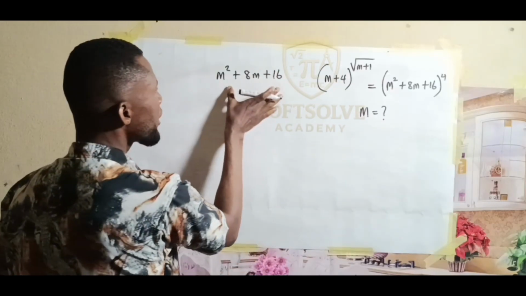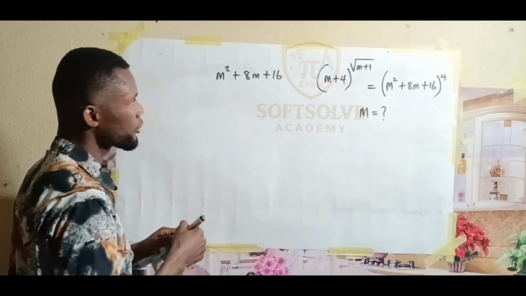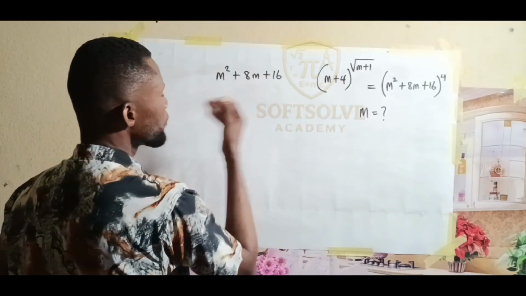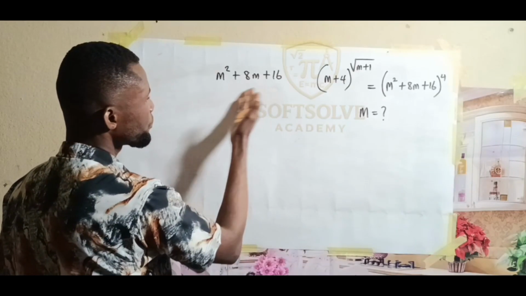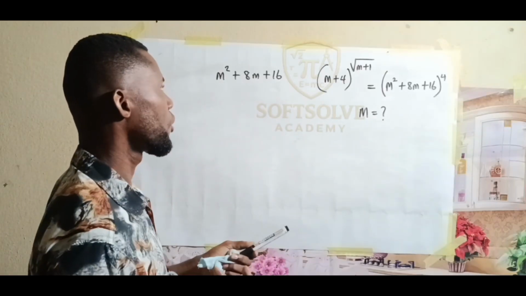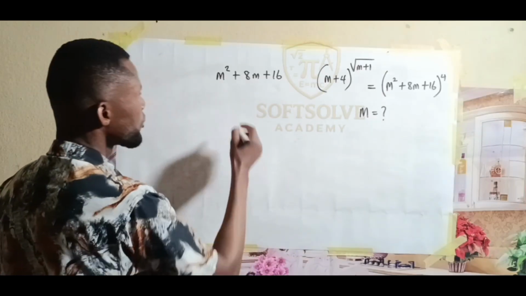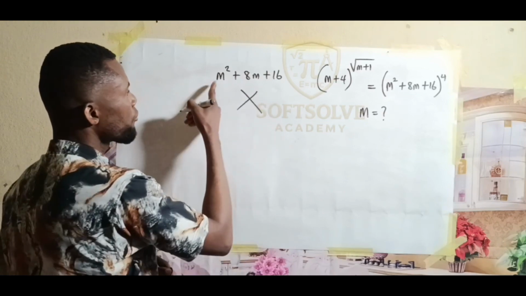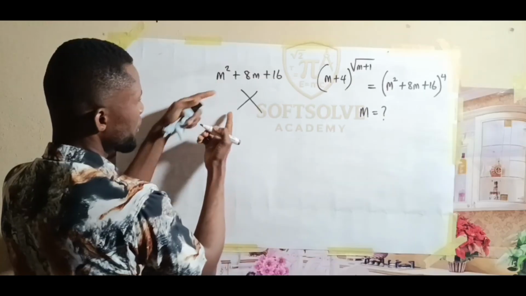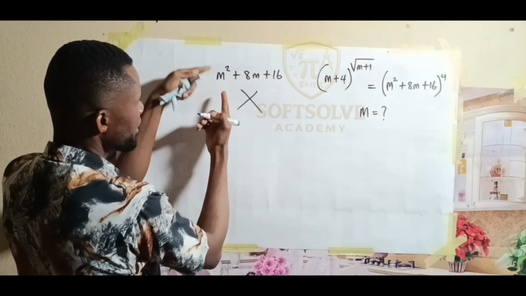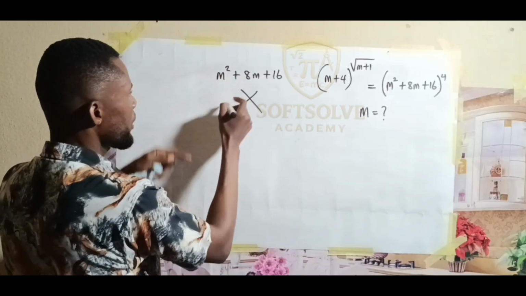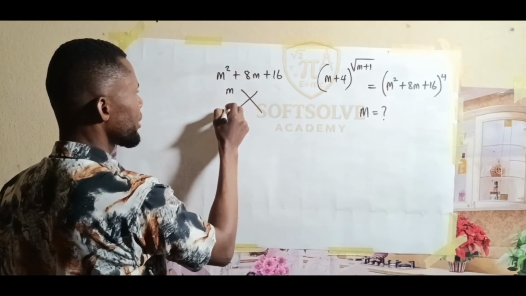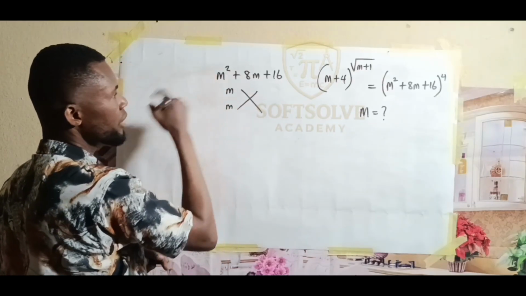Now if I want to solve this quadratic expression, I'm going to use the factorization method or the formula method. Let me use the factorization method. I will find two factors of m such that when they multiply, they will give me m squared. So that will be m and m. m times m is m squared.